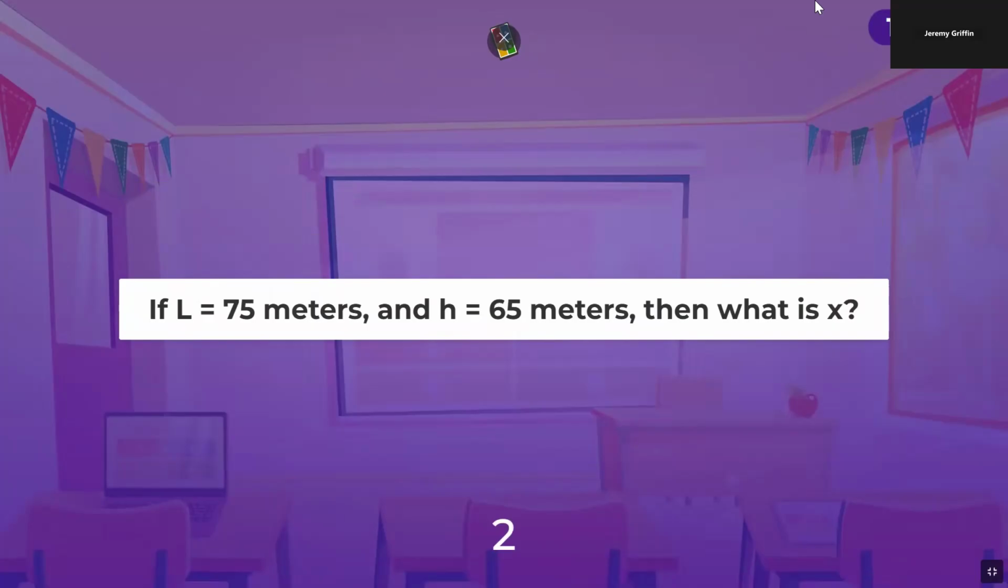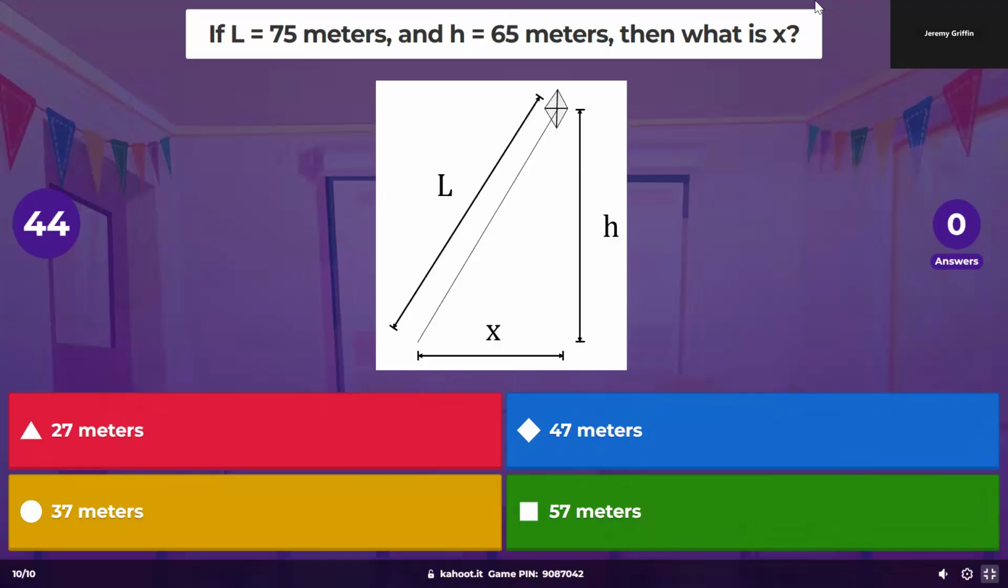If length equals 75 meters and height equals 65 meters, then what is x? It's like a kite on the string, maybe. Yeah, Pythagorean theorem. Here's some of you guys doing Pythagorean theorem. I need more time to do this. We ain't got time. Just a guess.